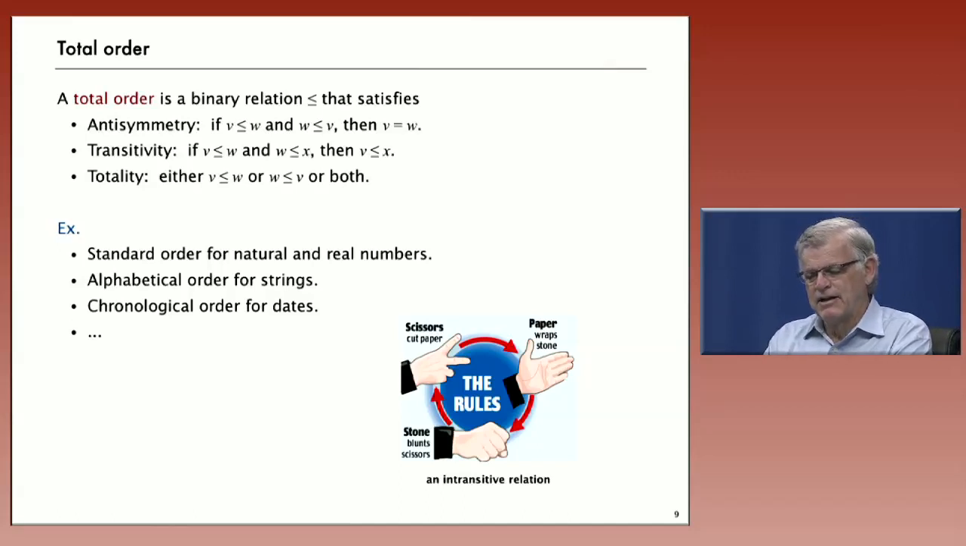And there are plenty of natural total orders in the types of data that we normally want to consider for sort keys, like integers or natural numbers or real numbers, alphabetical order for strings, chronological order for dates or times, and so forth. The cartoon on the right shows that not all orders are necessarily total orders. So rock, paper, scissors is intransitive. If you know that v is less than w, and w is less than or equal to x, then you don't necessarily know that v is less than or equal to x.